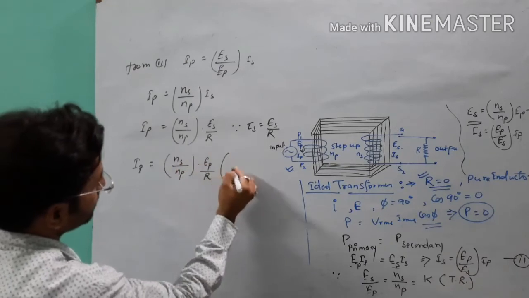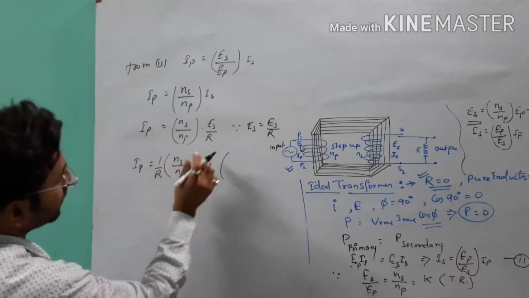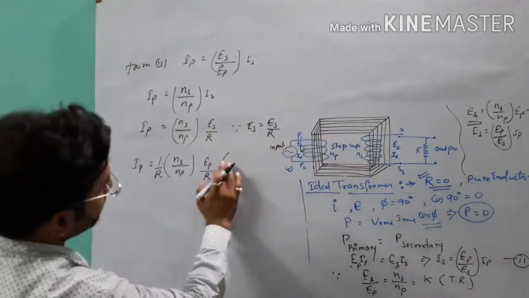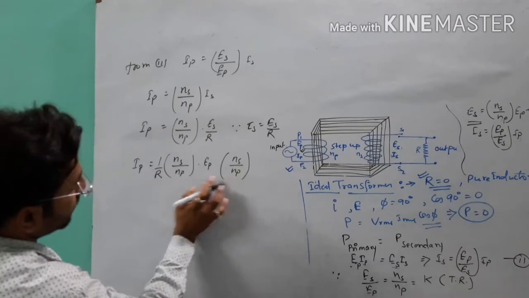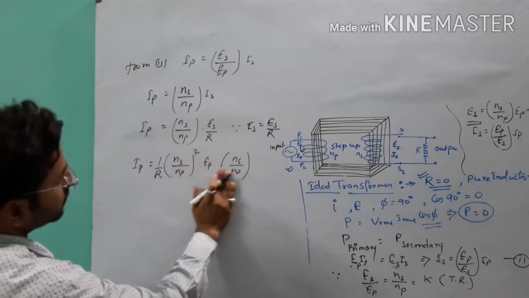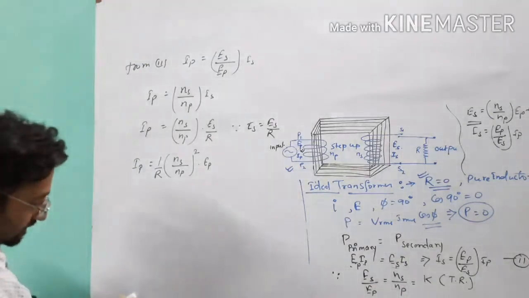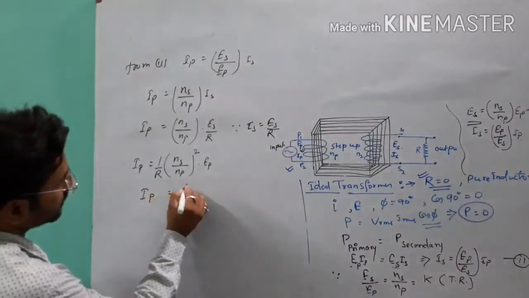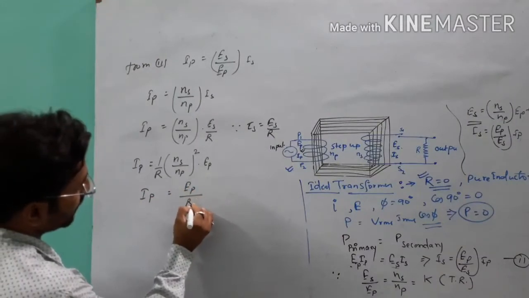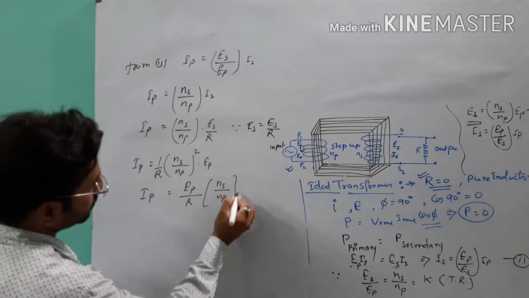First, listen carefully, see here, this R will go outside, and in place of ES you can write the value of EP, NS over NP. I am writing it again, and this will multiply by this, it is a square, and EP will rest alone. And after adjusting the EP value, I can write the value of IP is equal to EP upon R, which is equal to NS over NP whole square.